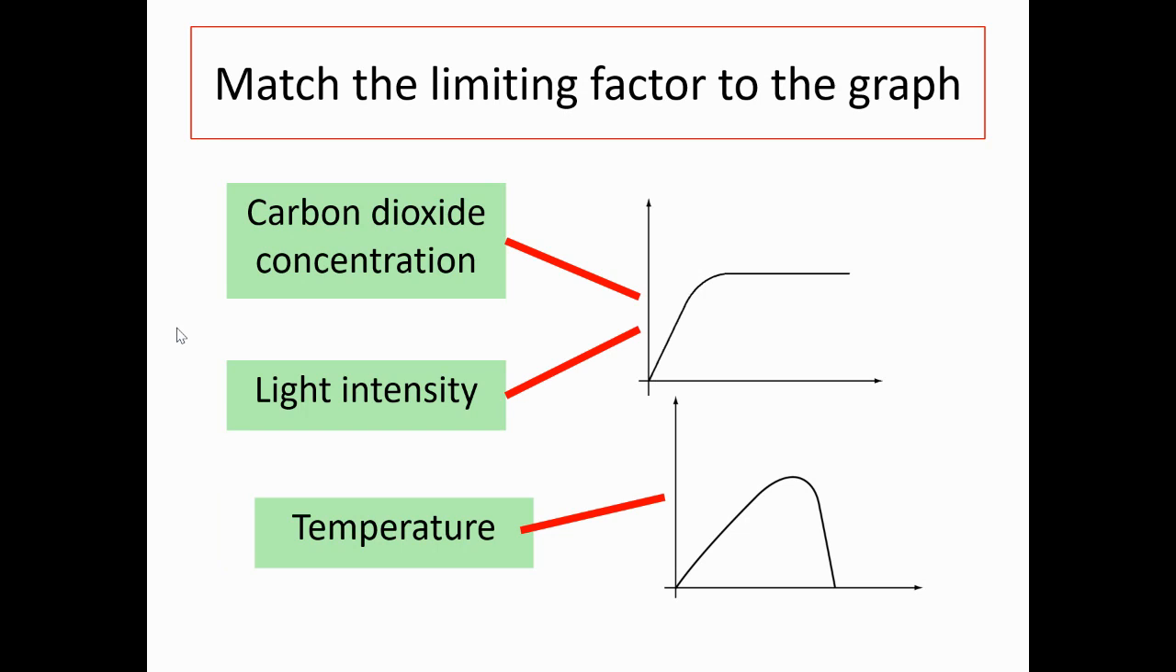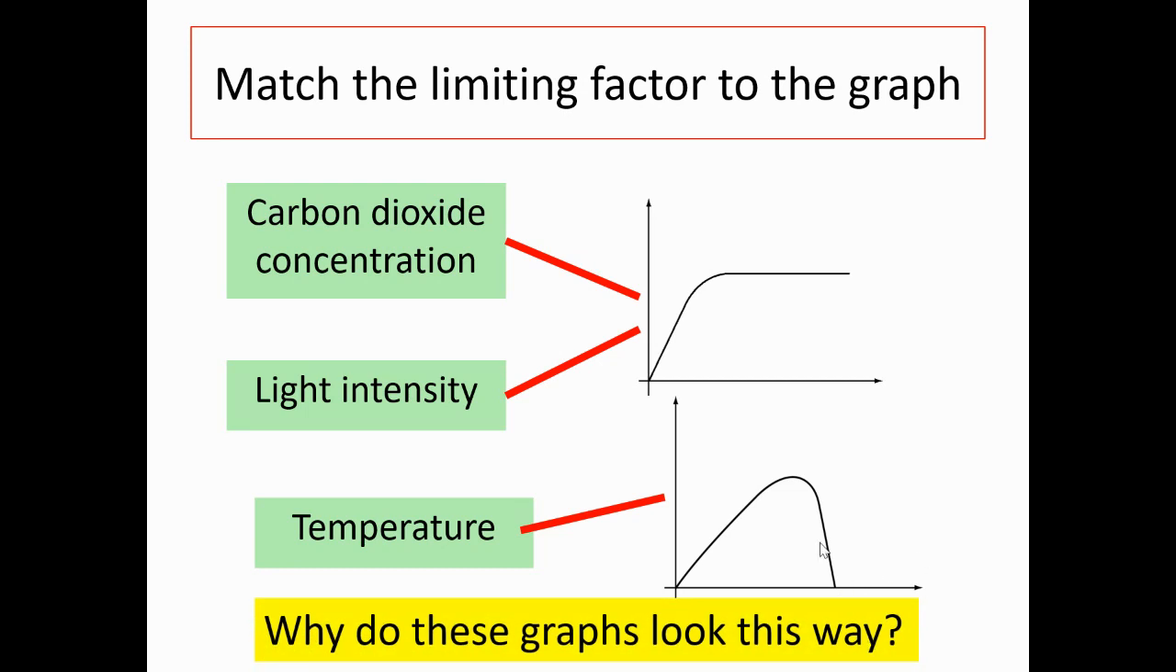Okay, welcome back. Here we are. As two of them are the same, I've just put them together. Carbon dioxide concentration and light intensity have graphs that look like this, where to start with, more limiting factor means a higher rate of photosynthesis until it levels out, whereas with temperature, the rate of photosynthesis increases until a certain point, after which increased temperature then decreases the rate of photosynthesis. So the first two go up and then along, and temperature goes up and then down quickly.